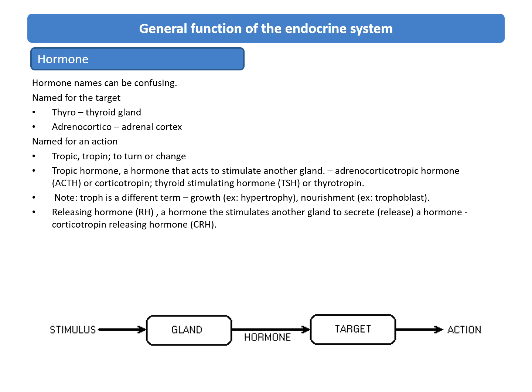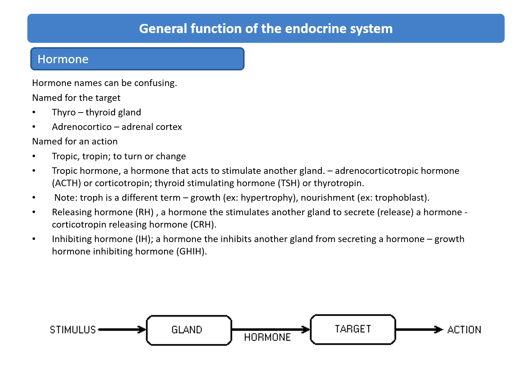They may be named releasing hormones. These are hormones that stimulate another gland to release a hormone. For example, corticotropin releasing hormone, CRH. They may be named inhibiting hormones, IH. This would be a hormone that inhibits another gland from secreting a hormone. For example, growth hormone inhibiting hormone, GHIH.